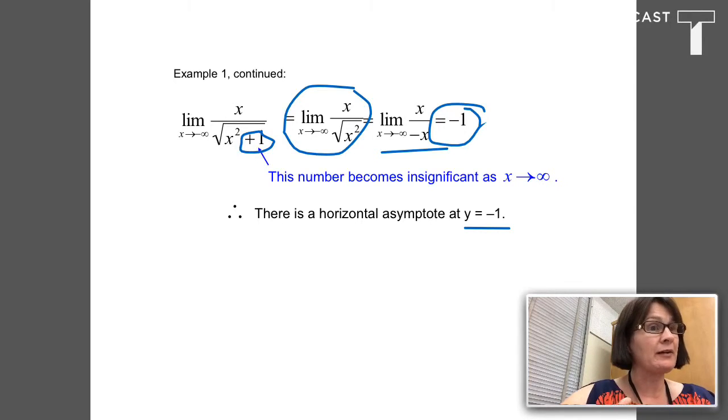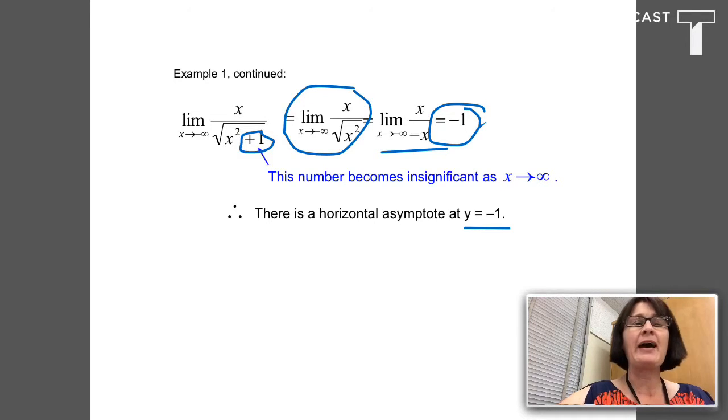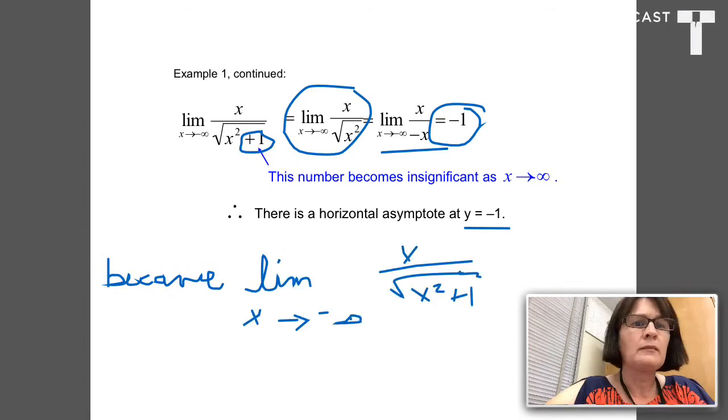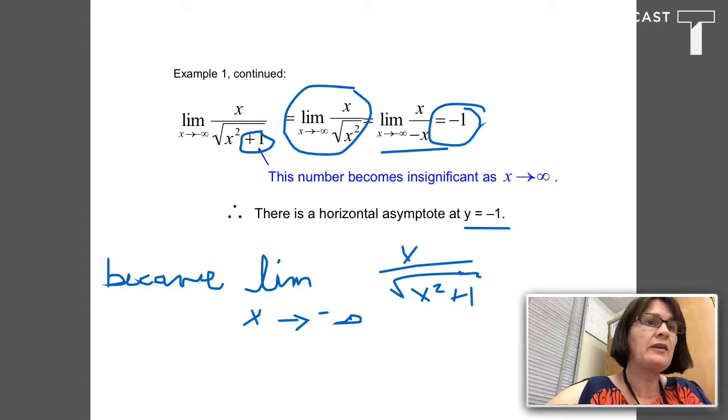And in case it comes up on your next test, because it will, let me show you how I'd expect you to justify that. I would say that there is a horizontal asymptote at y equals negative 1, because I'd expect you to be able to write out that the limit as x approaches negative infinity of x over the square root of x squared plus 1 equals negative 1.